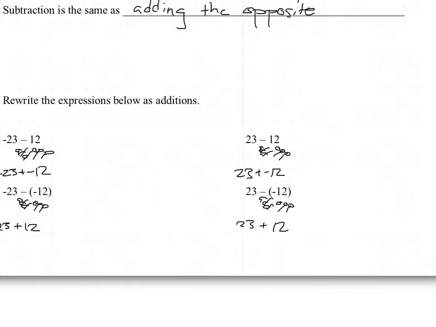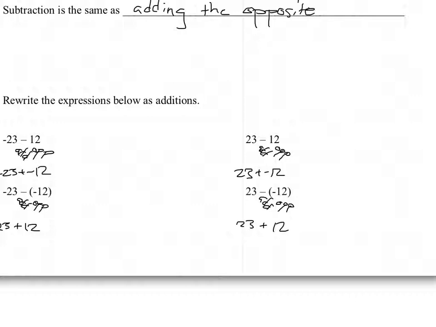So what we see here is when we're adding the opposite, that first value is going to stay the same. Nothing changes there. We change the subtraction to addition, and then switch the sign, or get the opposite, of the second value that we're subtracting. And that's really how it works, and it's pretty simple.